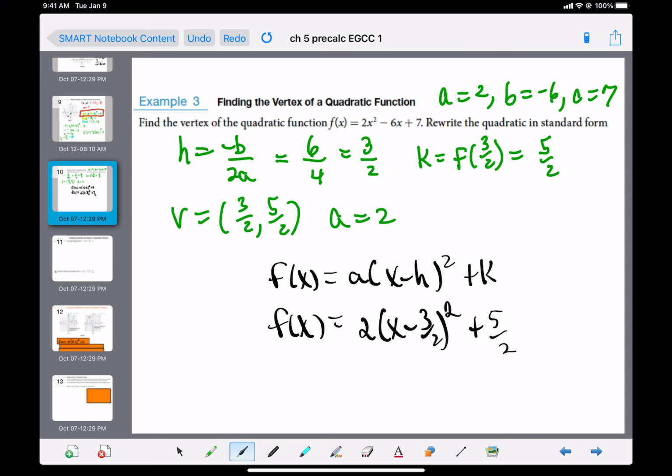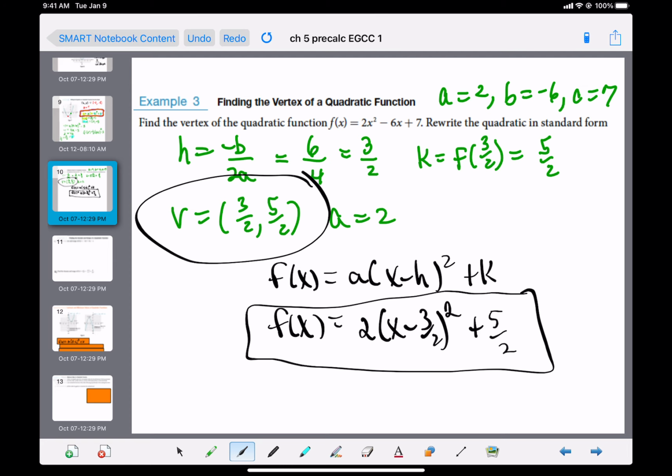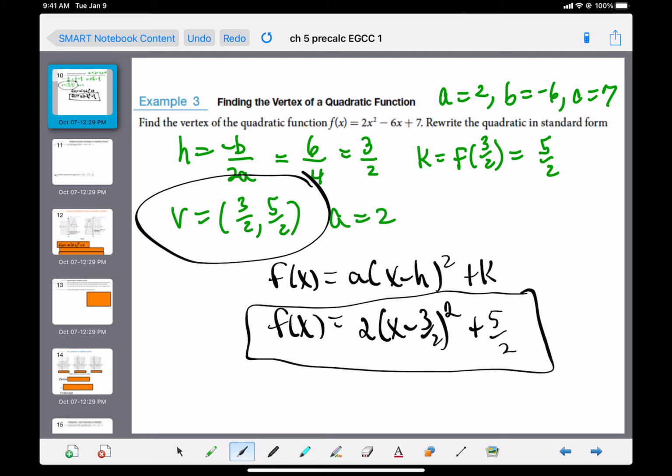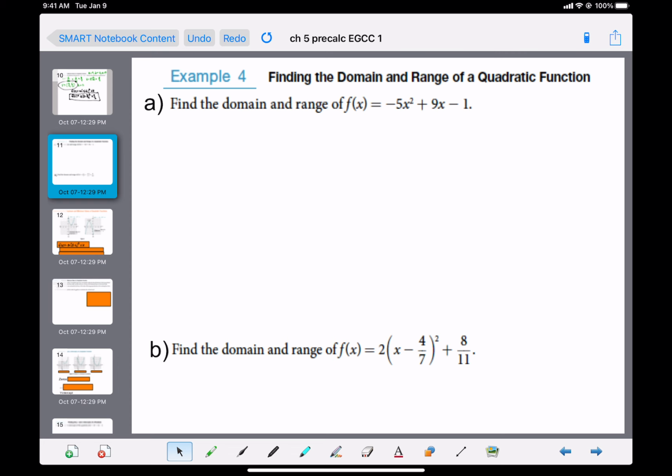We found the vertex, and we found the equation in standard or vertex form. Remember, standard and vertex form are the same thing. I like to call it vertex form because that reminds me the vertex is kind of just showing. That's example 3. Let's talk about domain and range.